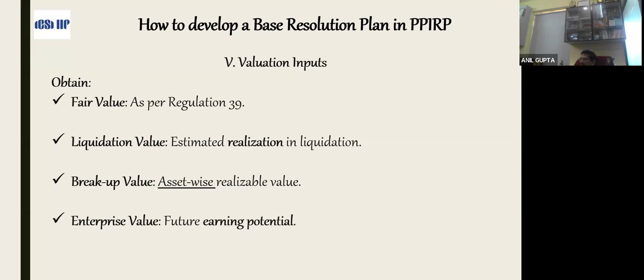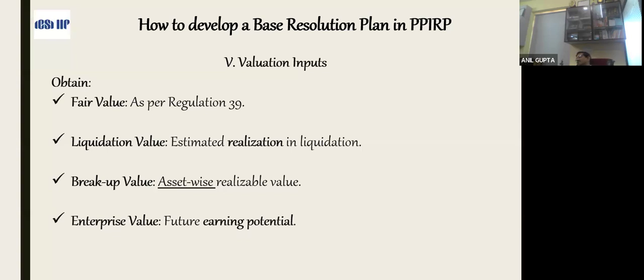Here the base resolution plan is a rough idea. Our best alternative plan, the BAP, is also there. Whatever the base resolution is, it is a tentative figure, and prima facie, based on that information, the bank will give acceptance for PPIRP. To file the case with the NCLT, along with the application, the financial creditor's consent is also required. Then only the case will be admitted in NCLT. Otherwise, NCLT doesn't admit.